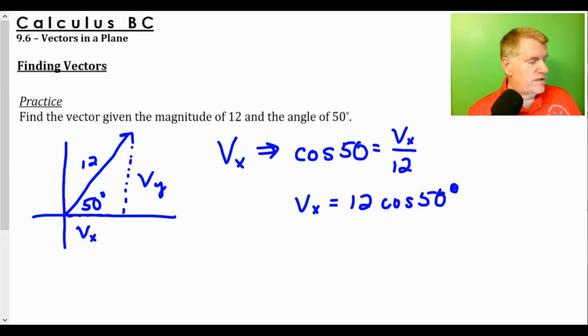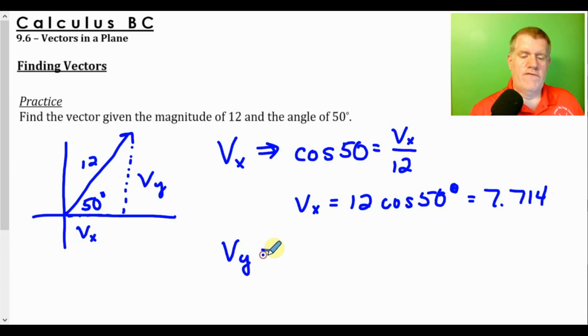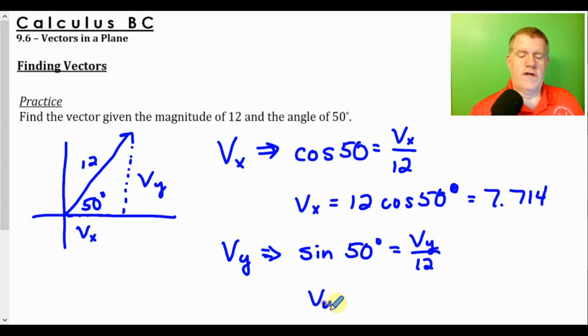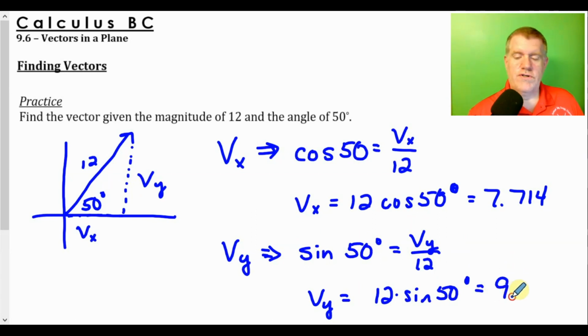And if you do 12 cosine of 50, you're going to get approximately 7.714, around the 3 decimals. In the same way, your y component of the vector is going to be the sine of that angle. Opposite over hypotenuse. So the vector value of y is going to be 12 sine of 50, which would equal 9.193.